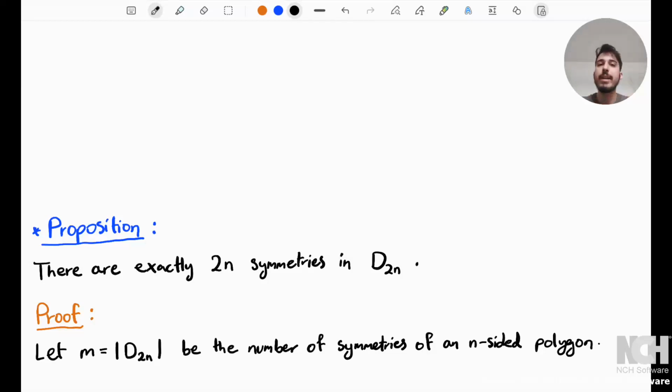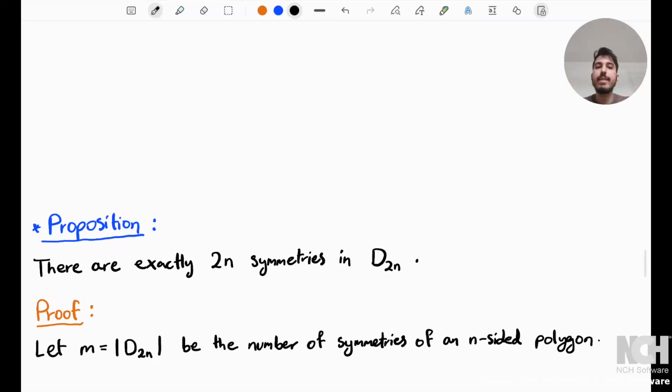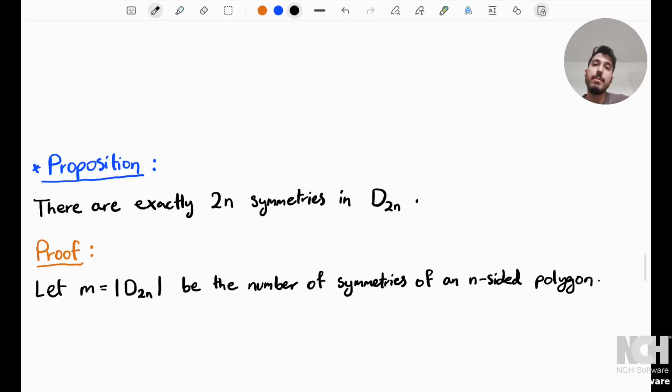So I will be proving this by double inequality. I will be proving that there are, in fact, at most 2n symmetries, and there are at least 2n symmetries, and then that will mean that there are exactly 2n symmetries in D2n. This is a popular way of proving how many things there are. So the proof starts by saying, okay, we will set M to be the cardinality of the set of symmetries, in other words, the number of symmetries of an n-sided polygon. And then the first thing we will do is to prove that M is at least 2n.